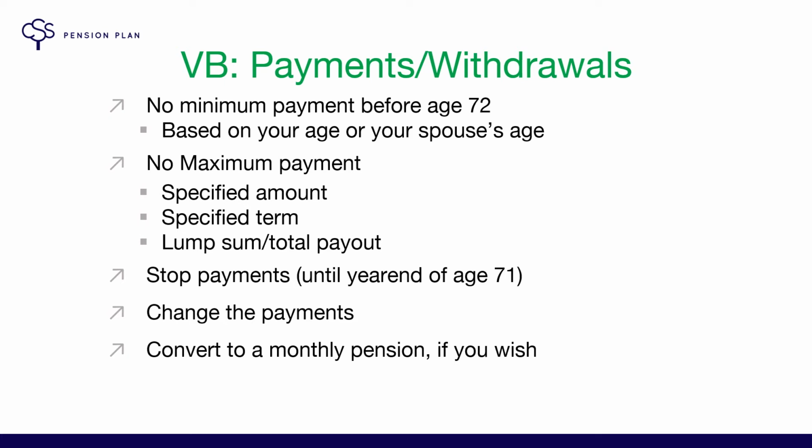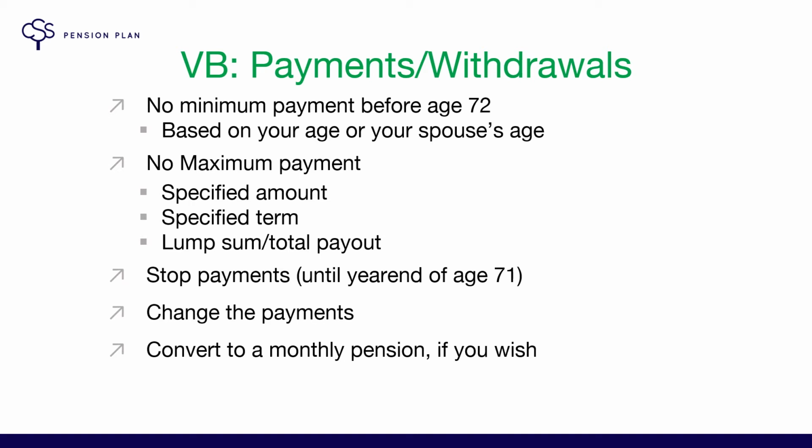You can specify any amount for your withdrawal, or spend the funds over a certain number of years, and also have the flexibility to make lump sum withdrawals. With VB payments, you can temporarily stop your withdrawals if you want, up until the end of the year you turn 71. As already mentioned, you can also change the amount of your VB withdrawal. For example, you might want higher VB payments in your early years of retirement and somewhat lower withdrawals later on.